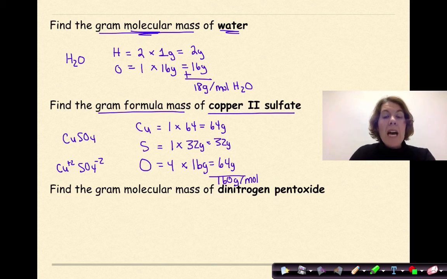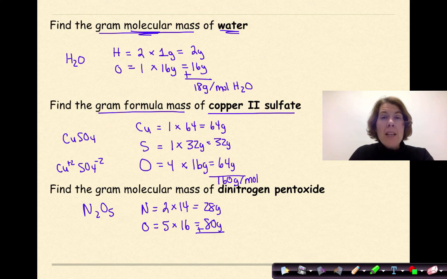For the last one, we have dinitrogen pentoxide. So N2O5. So I'm going to write out my atoms here. So I have nitrogen and oxygen involved. When I look at my formula, I see that I have 2 nitrogens times 14, which is the atomic mass. So 2 times 14 is 28 grams. For oxygen, I have 5 oxygens times 16. So 5 times 16 is 80. So when I add these both together, I'm going to get 108 grams per mole of N2O5. So now you have 3 different examples of how to find gram formula mass.